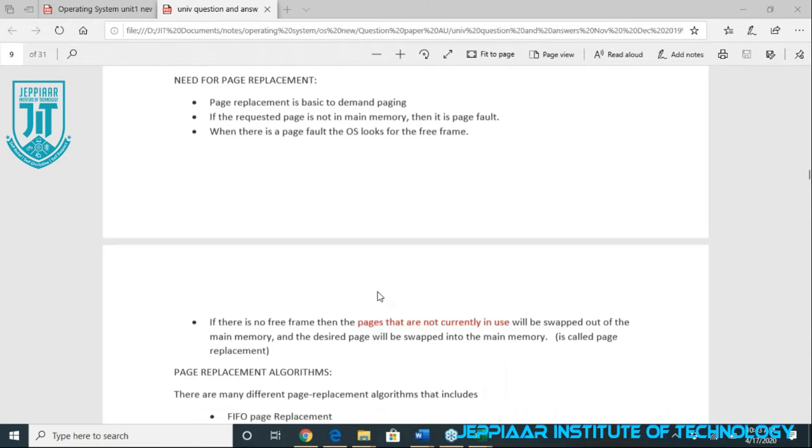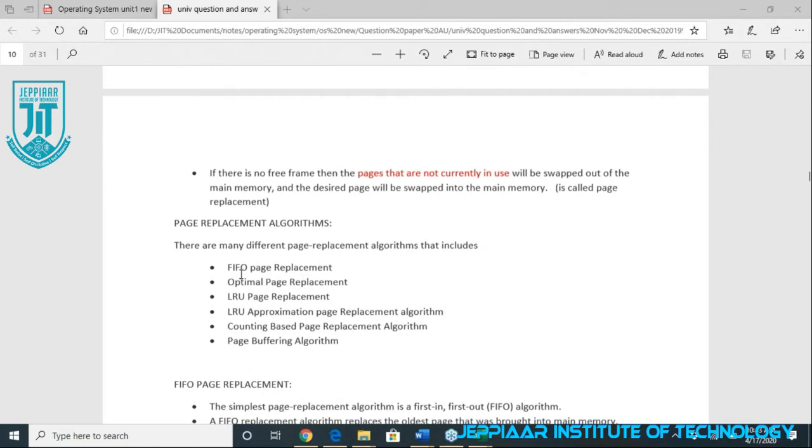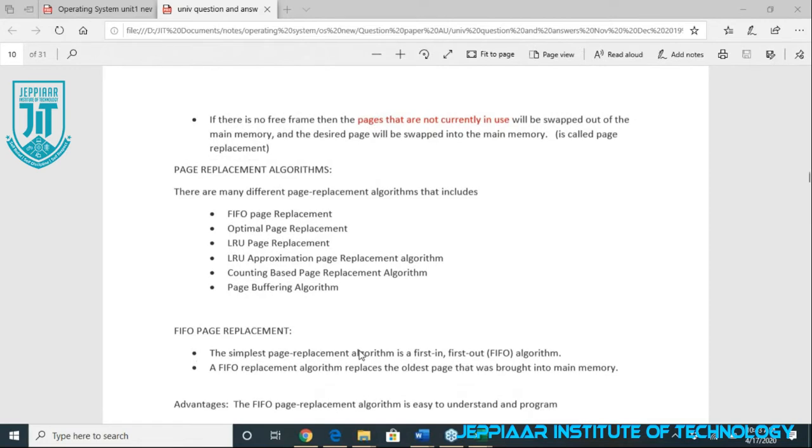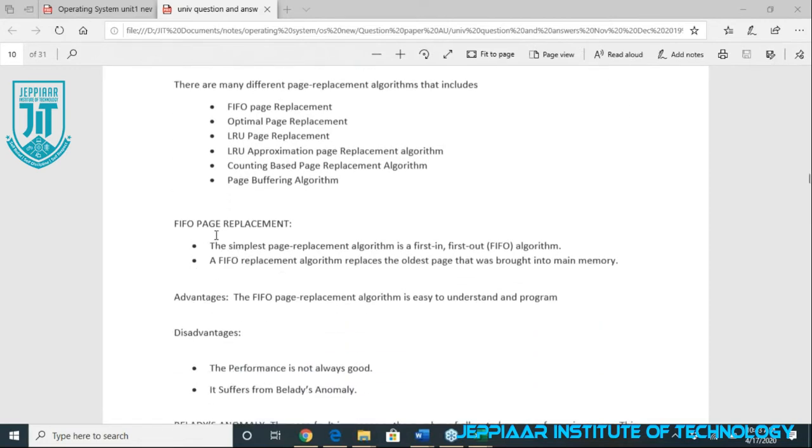The page replacement algorithms are of different types: FIFO page replacement, optimal page replacement, LRU (least recently used) page replacement, LRU approximation page algorithms, counting based page replacement algorithms, and page buffering algorithms. In this session, I am going to explain the FIFO page replacement algorithm.